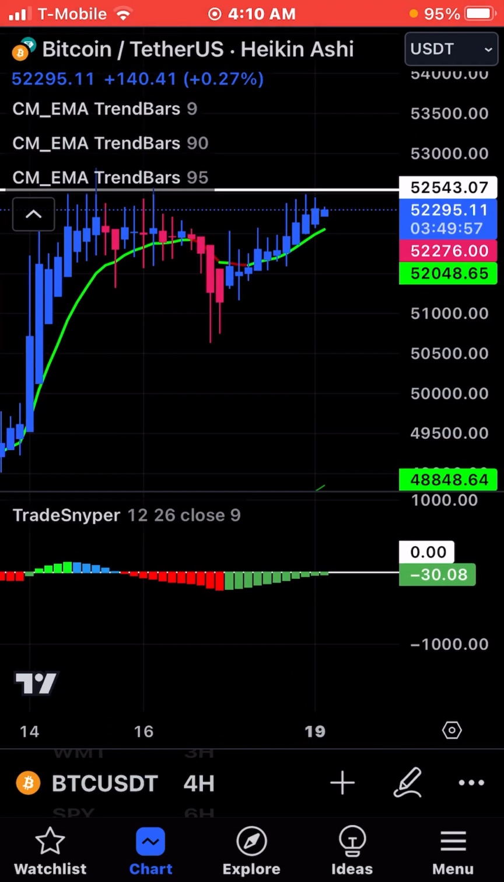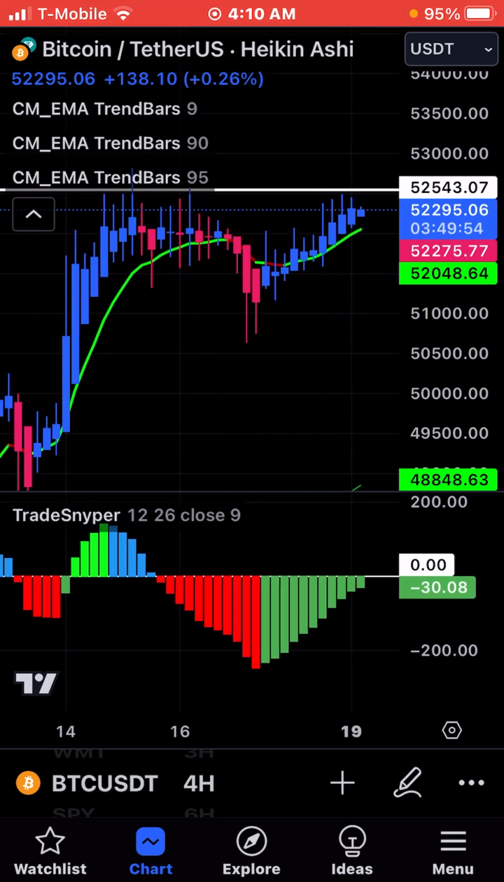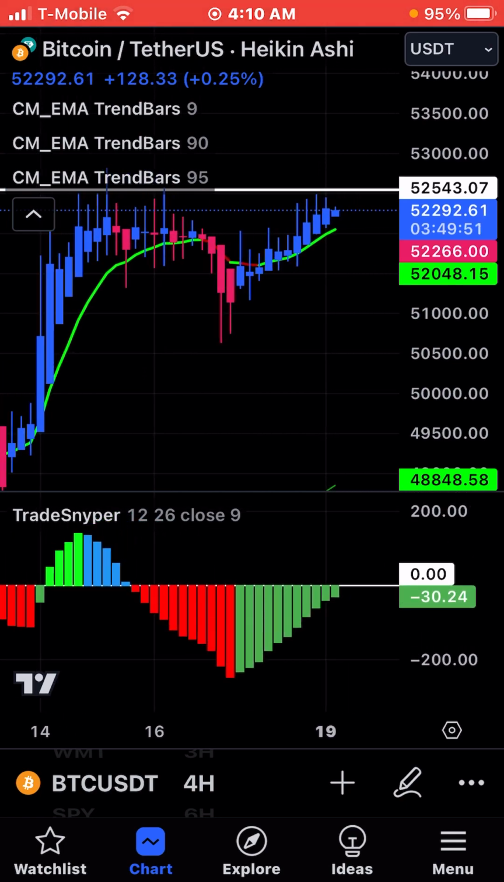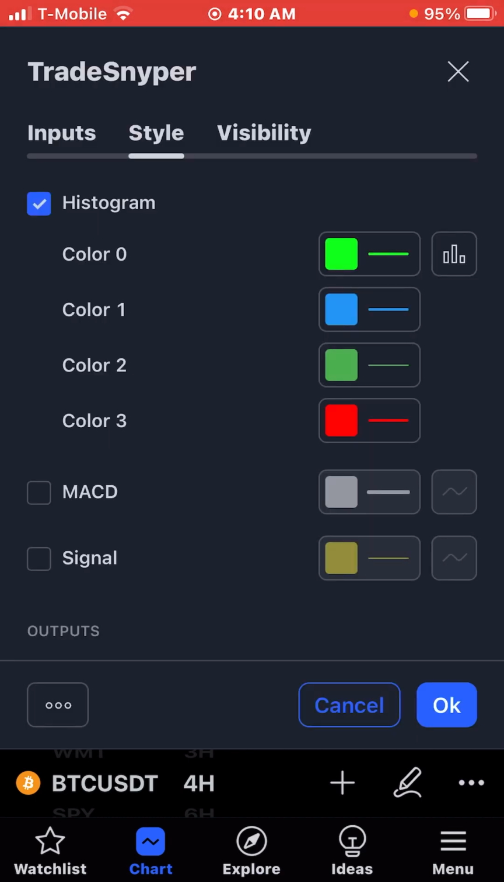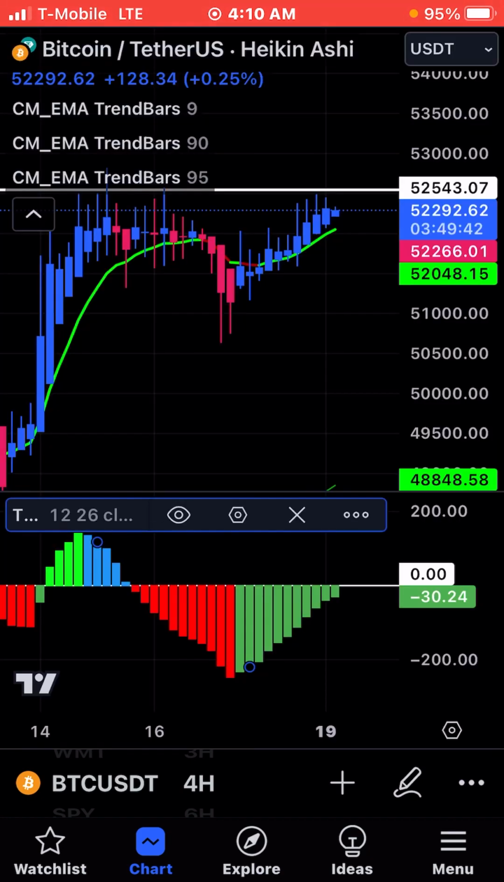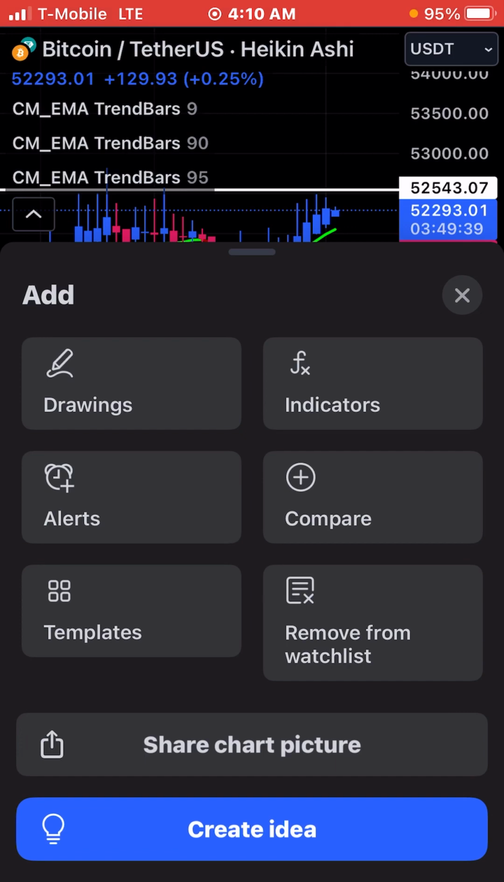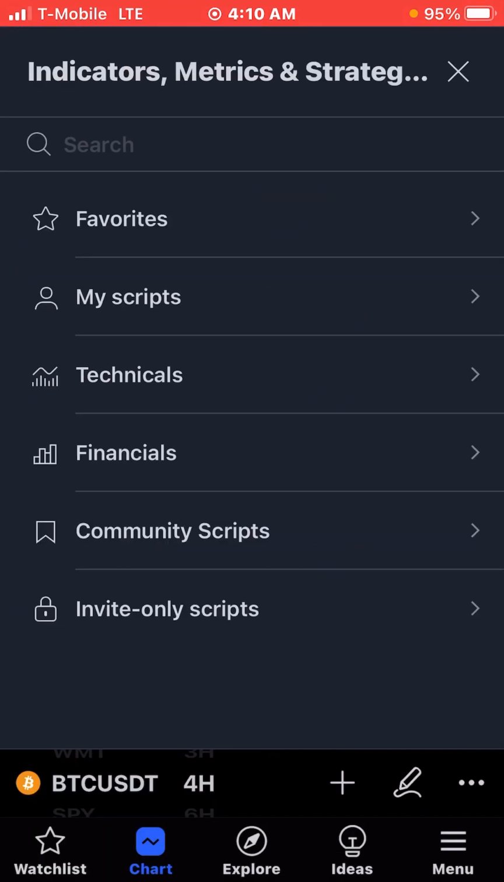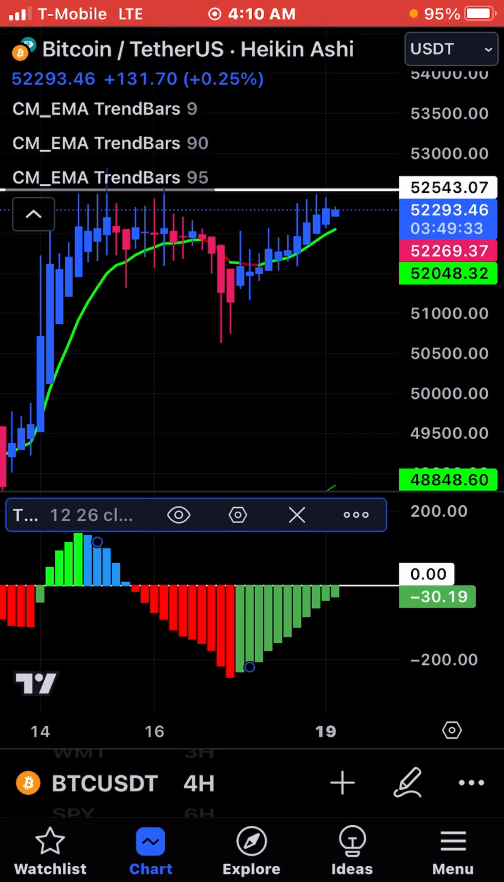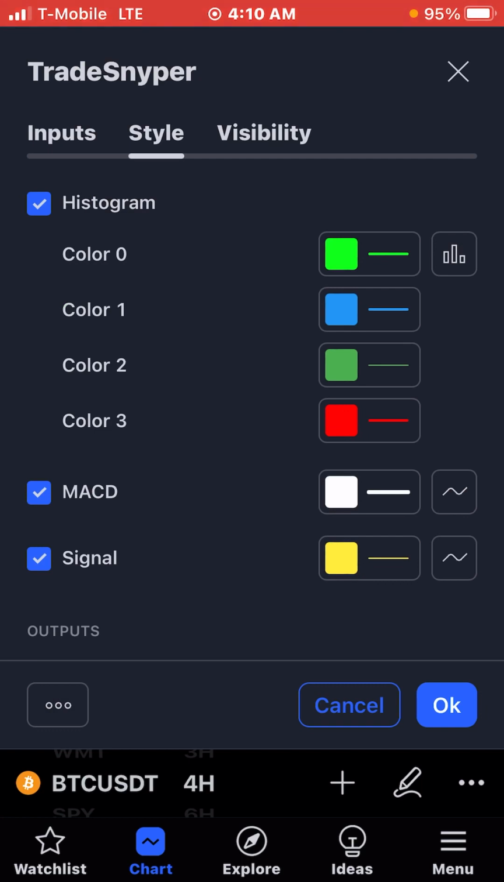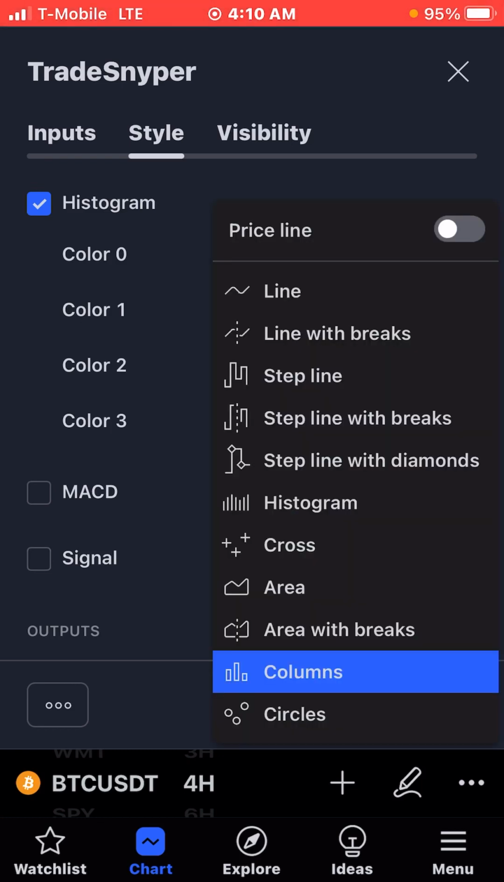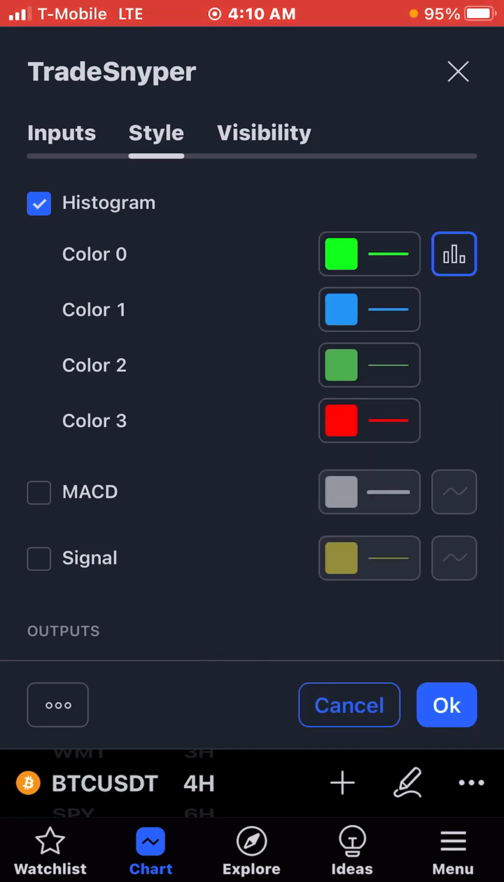If you've seen my previous videos on Trade Sniper, you can get a monthly subscription, and it's like $10 a month. If you get Trade Sniper with the default settings, it's an invite-only script, so you have to give the creator your ID in order to use it. But anyway, what I do is I just take off the MACD and the signal. By default it's going to be on lines. I always change it to columns because columns work the best for me.